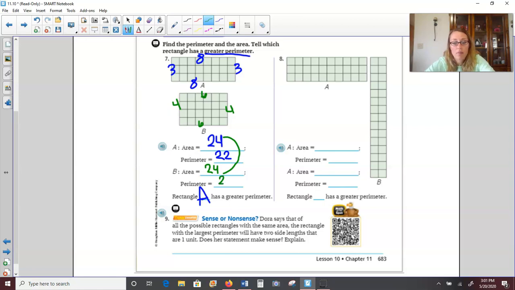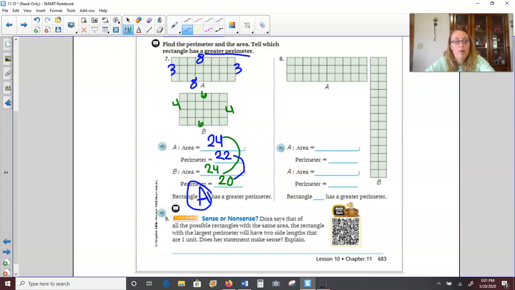And we know 10 plus 10 is 20. So we can see that the perimeters are different, from 22 to 20. So which one has a greater perimeter? You betcha, I was right. Shape A, because it's more stretched out than rectangle B.